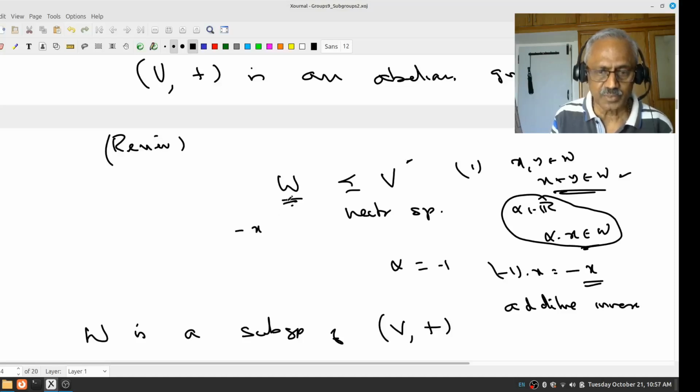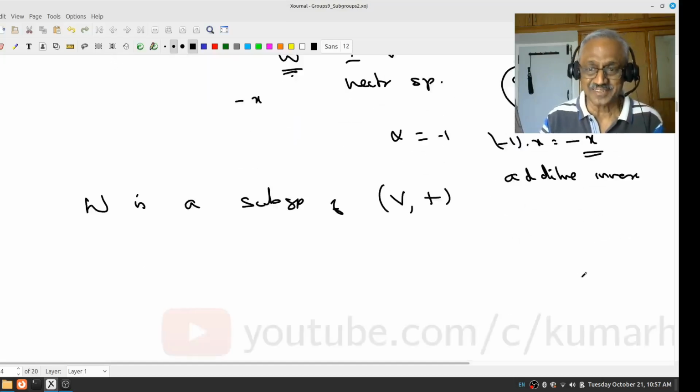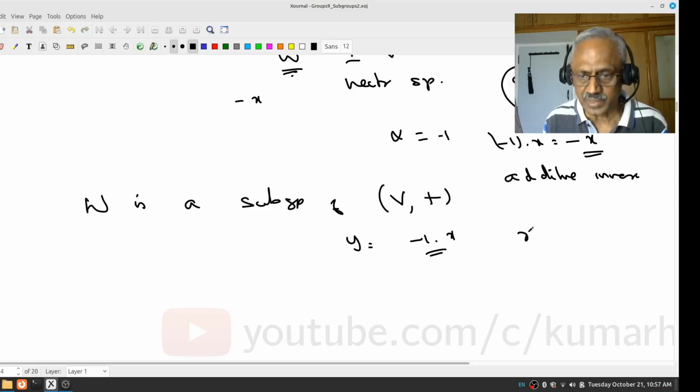How am I going to prove that? That is where you use the second condition. If alpha is a real number, alpha times x is in W. In particular, when I take alpha equal to minus 1, minus 1 times x is the additive inverse of x. Those who have not learned linear algebra and vector spaces thoroughly, this is the important thing. Minus 1 times x is a vector. Call this vector y. This is the unique vector such that x plus y is 0. This y is what we denote by the additive inverse.